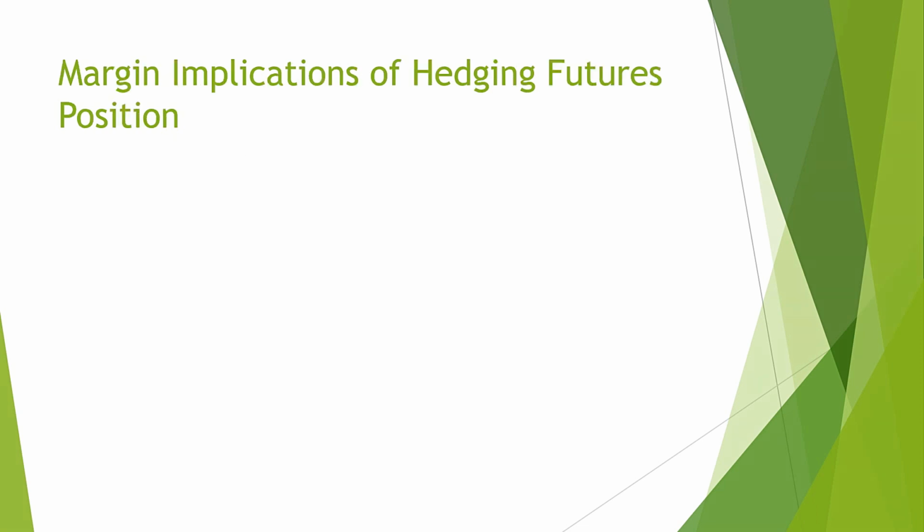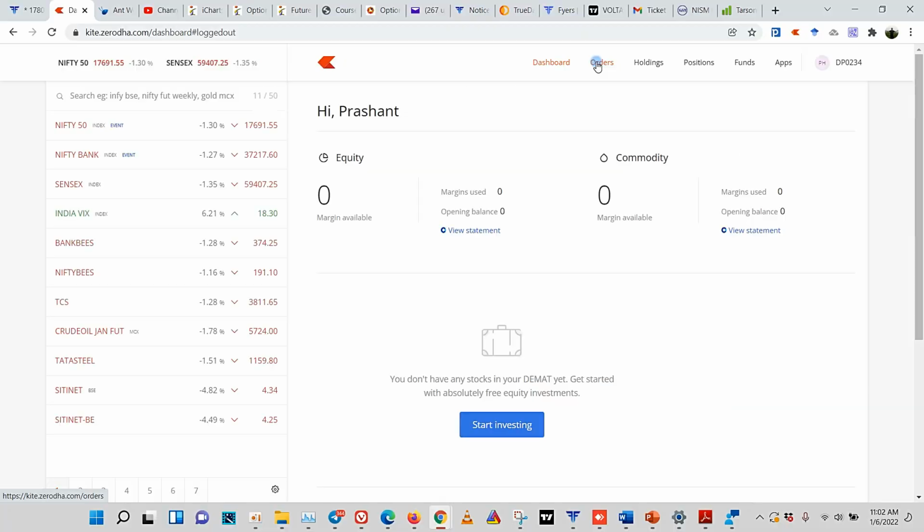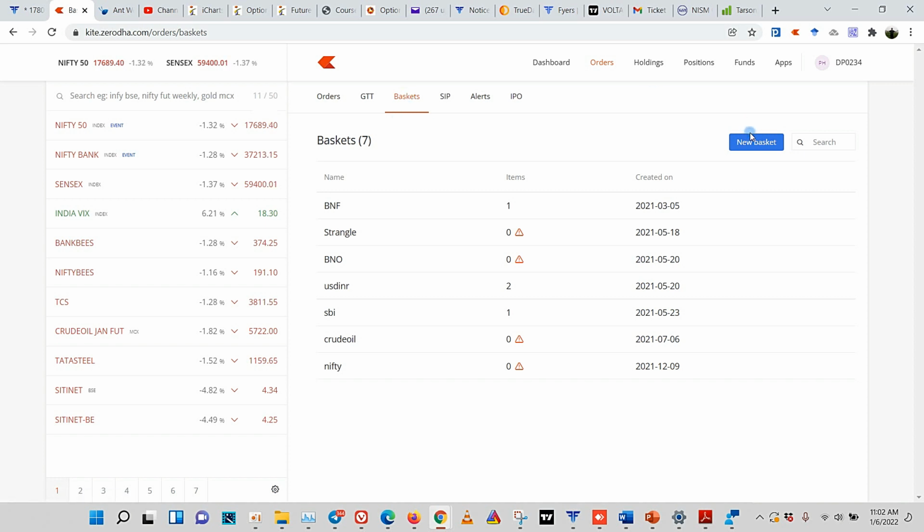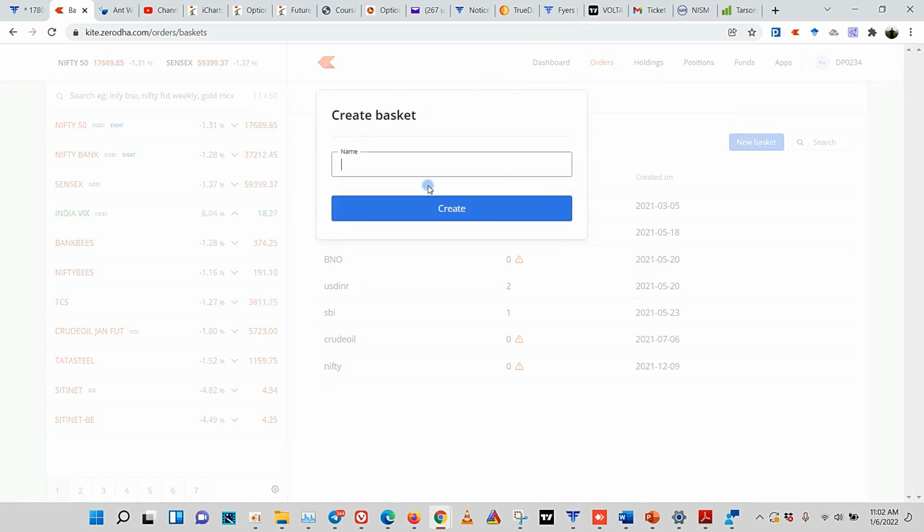Now let us see what are the margin implications of hedging a futures position. We will see this with different examples in stocks as well as in indices. I use a Zerodha account just to know how much margin I am going to need. Here in orders, we can go to basket orders and create a new basket. We can name it whatever we want.